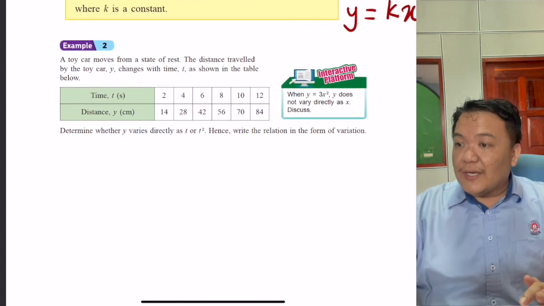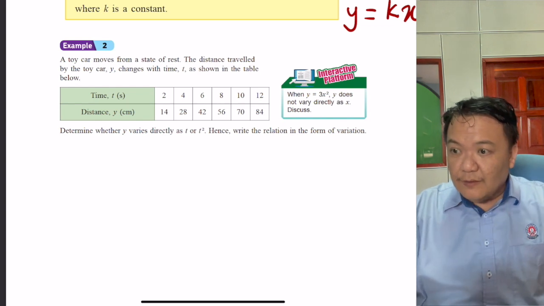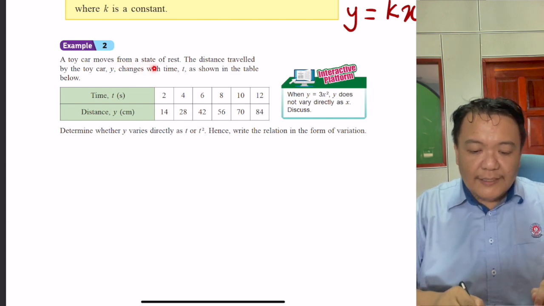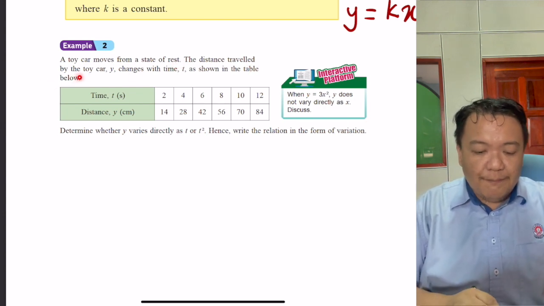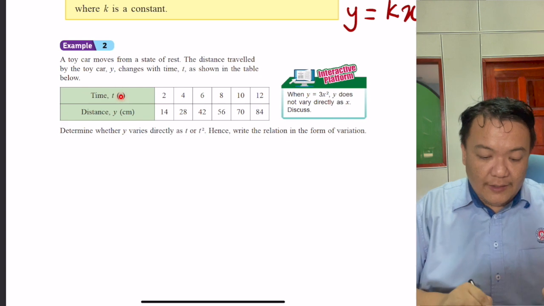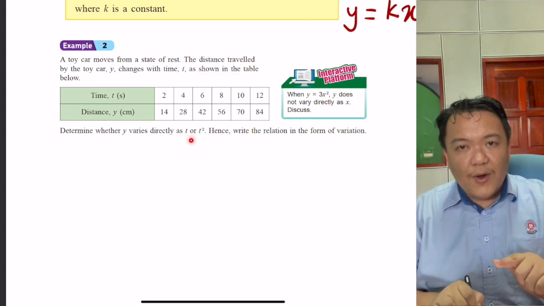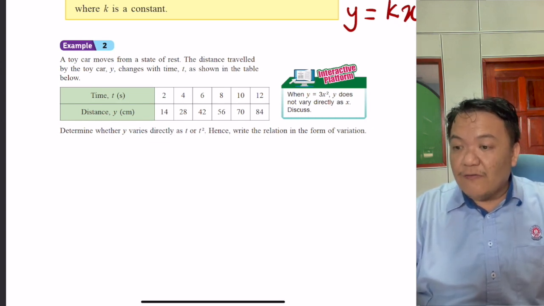Okay, so we look at the second example. Okay. A toy car moves from a state of rest. Okay, daripada dia berhenti, dia bergerak. The distance traveled by the car Y changes with time T as shown in the table below. Okay, so ni table dia. Okay, determine whether Y varies directly as T or T square. Hence, write the relation in the variation form.